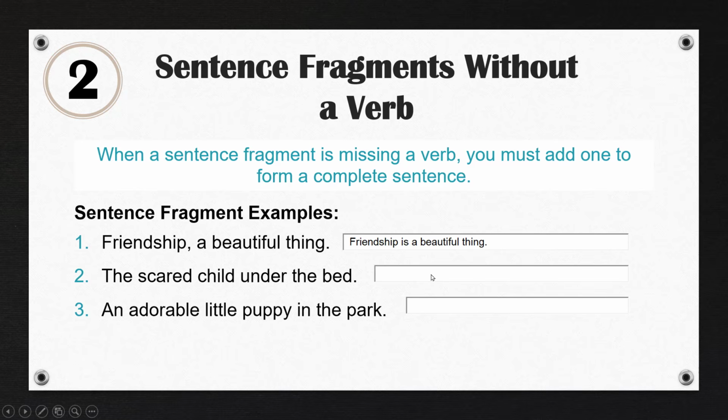Let's look at number 2. The scared child under the bed. Again, we're missing a verb. What about the scared child? The scared child is hiding under the bed. We have to add a verb to make this a complete sentence. And let's look at number 3. An adorable little puppy in the park. Again, this is missing a verb. We have the subject, the puppy, but we don't know anything about what it's doing. What about the puppy? An adorable little puppy is playing in the park, for example. So adding verbs to these 3 sentences has now fixed them and made them complete sentences.